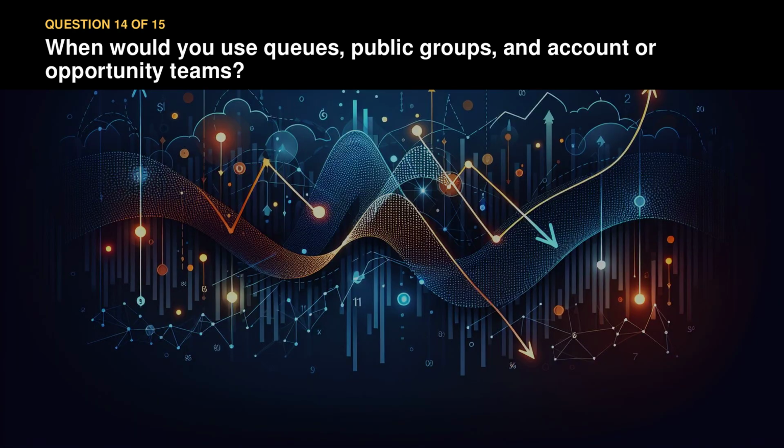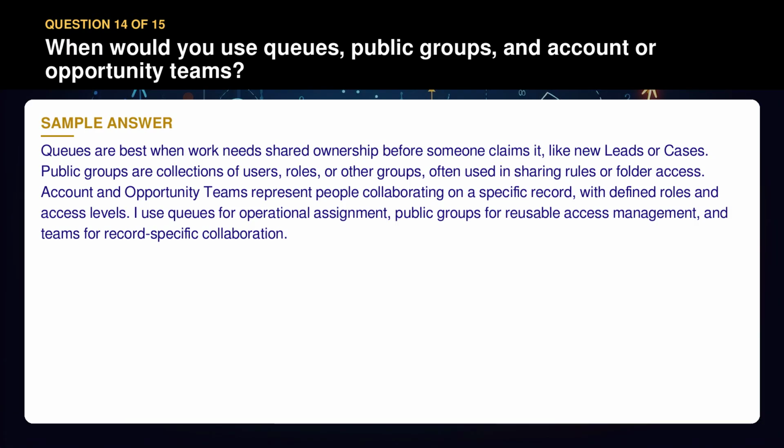Question 14. When would you use queues, public groups, and account or opportunity teams? Queues are best when work needs shared ownership before someone claims it, like new leads or cases. Public groups are collections of users, roles, or other groups, often used in sharing rules or folder access. Account and opportunity teams represent people collaborating on a specific record, with defined roles and access levels. I use queues for operational assignment, public groups for reusable access management, and teams for record-specific collaboration.